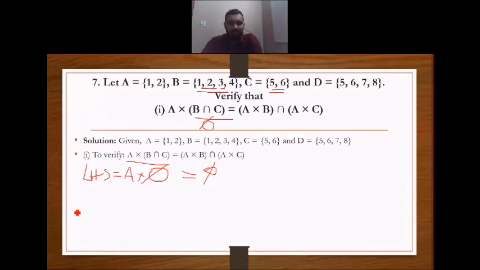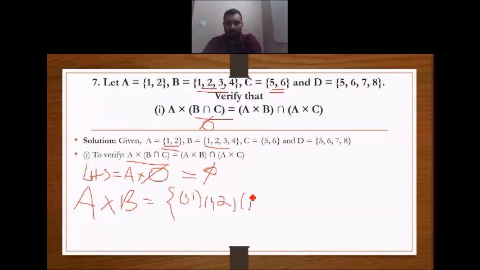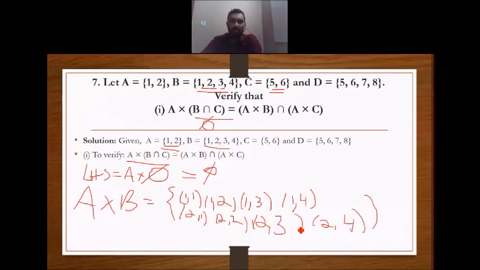We have to find first (A cross B) intersection (A cross C). First find A cross B. What is A cross B? So this is A, this is B. First element from the first set and second element from the second set. So it is (1, 1), (1, 2), (1, 3) and (1, 4). Next which elements are possible? (2, 1), (2, 2), (2, 3), (2, 4). These are the elements possible. So we got A cross B.